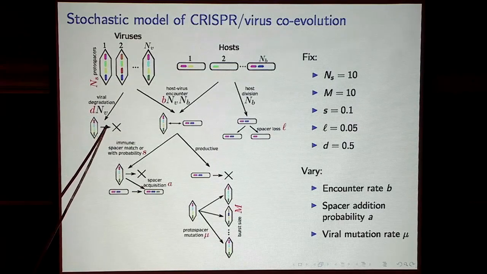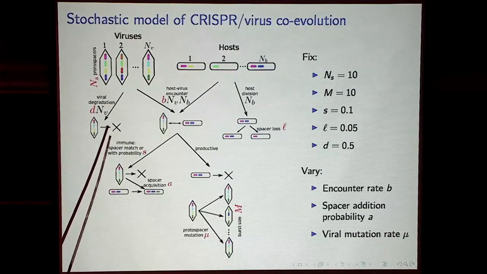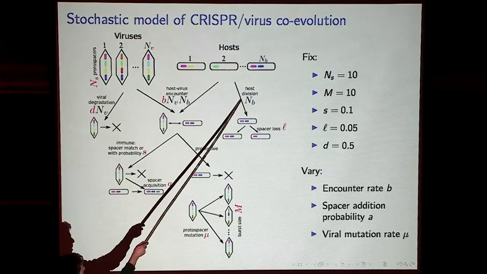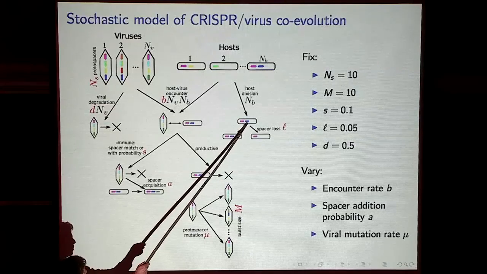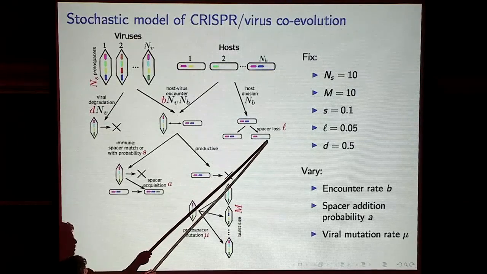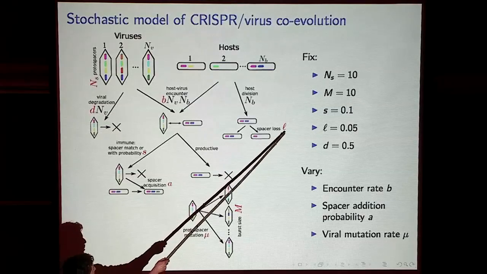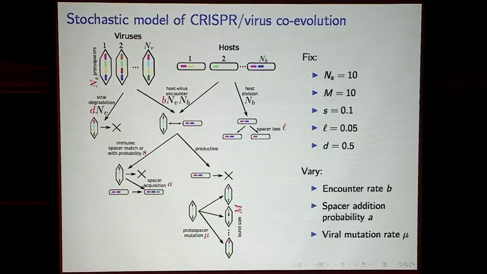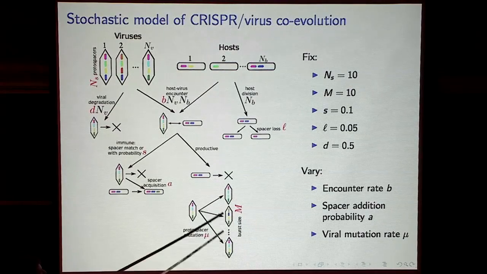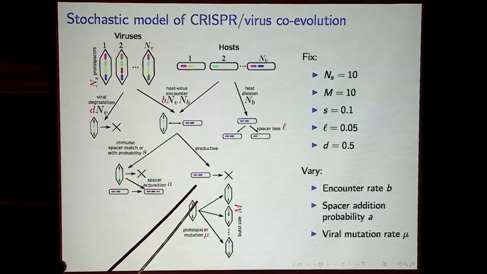When there's a viral degradation, the virus is removed from the population. Hosts divide with the unit rate, which sets the unit of time, basically. And when there's a host division, the daughter cell loses spacers with a per spacer probability L. This happens because it's been shown that for a spacer to be effective against a protospacer, there needs to be a perfect match. So a single mutation in the CRISPR cassette essentially deactivates a spacer. So that's essentially a loss of a spacer.